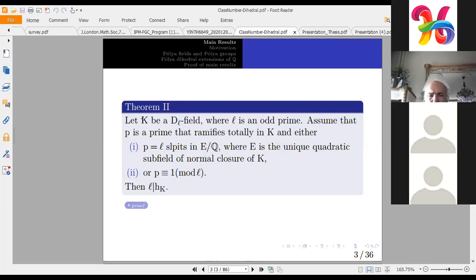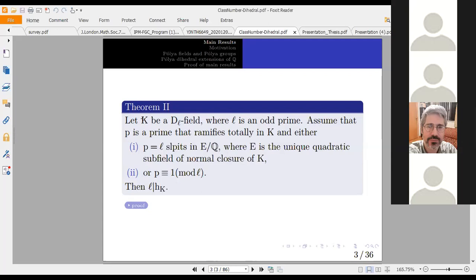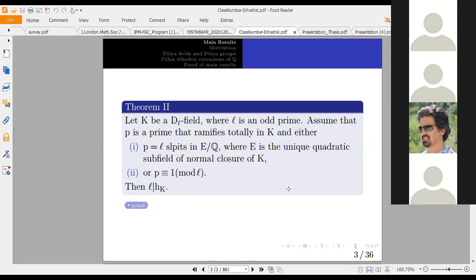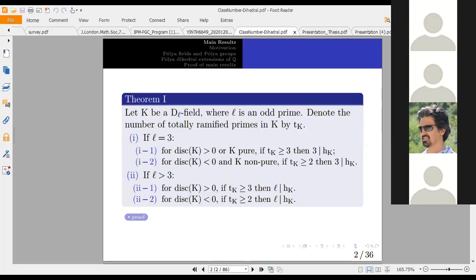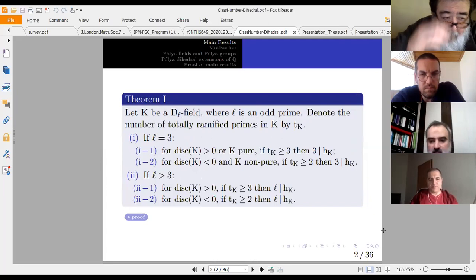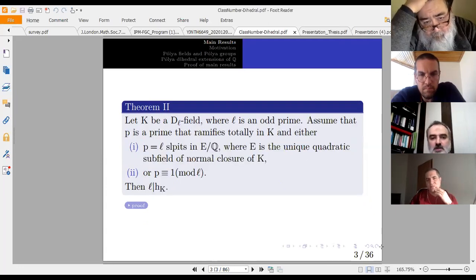Oh, I'm sorry. K is a field of degree L whose Galois closure is a dihedral group. I'm sorry, I made this mistake, also in the previous one. So K is of degree L over Q, and its Galois closure is dihedral. Sorry, for the previous slide also we had this assumption. So K is of degree L over Q, but it's not Galois. Its Galois closure is a dihedral extension.